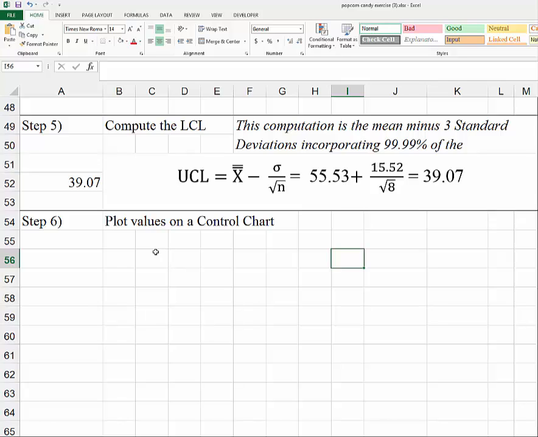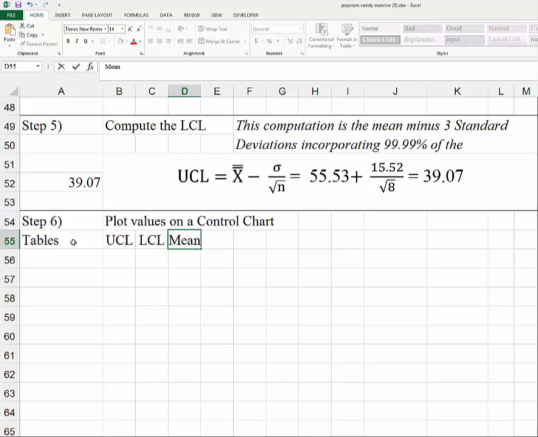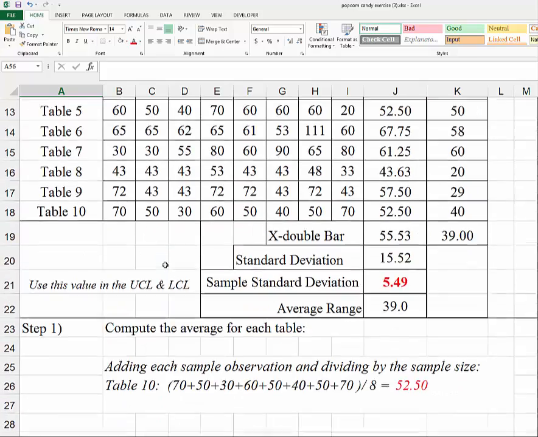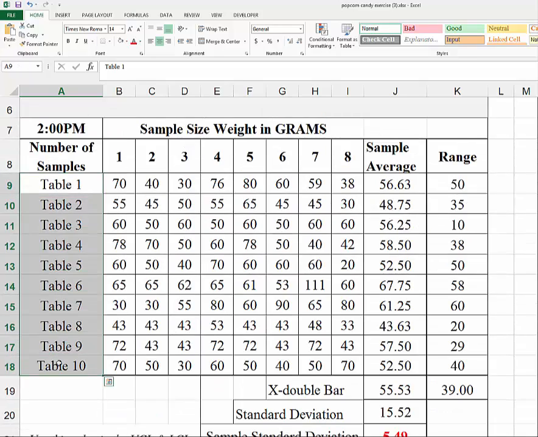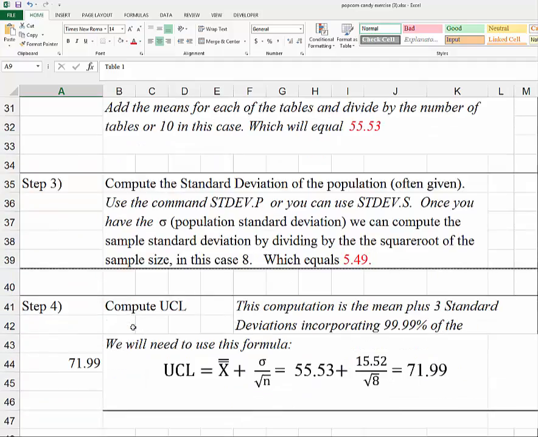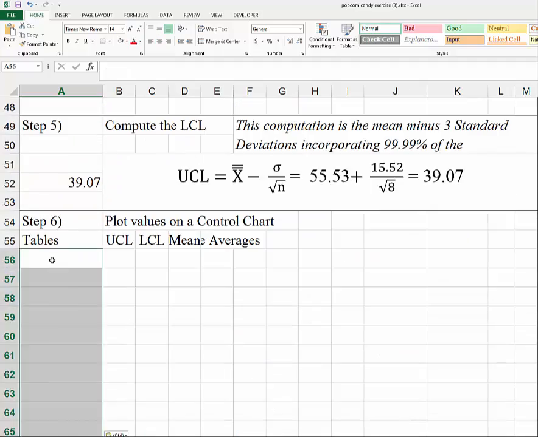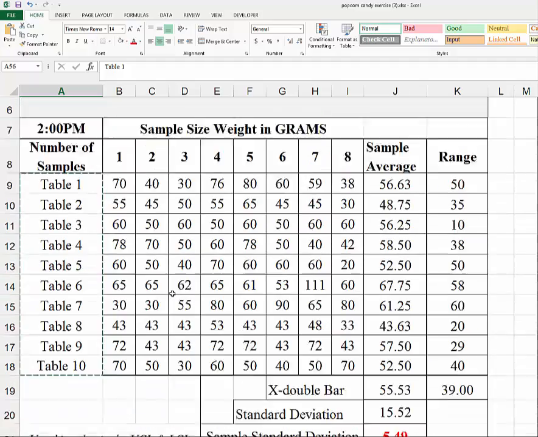What we have to do is create 4 columns here. The first column, well, maybe it's 5, is the tables. Then we have the upper control limit, the lower control limit, the mean, which is really X double bar, and then the table averages. So we'll just go right up here and grab all this. We just highlight it and hit Control C, bring it down here, stick it right there, and then we go up here and get all these averages.